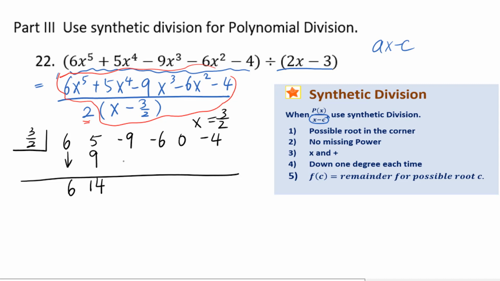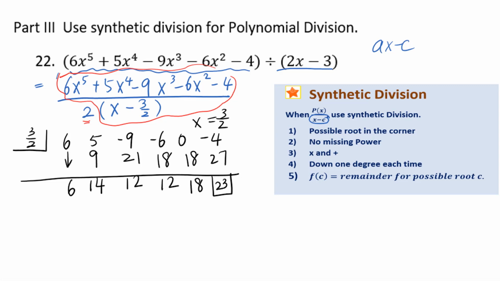7 times 3 is 21. Adding 12. 12 divided by 2 is 6. 6 times 3, 18. Adding 18. 18 divided by 2 is 9. 9 times 3, 27. Adding, 23 will be the remainder.